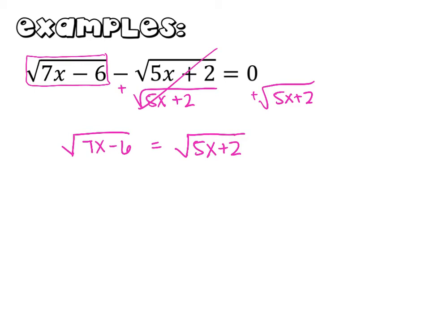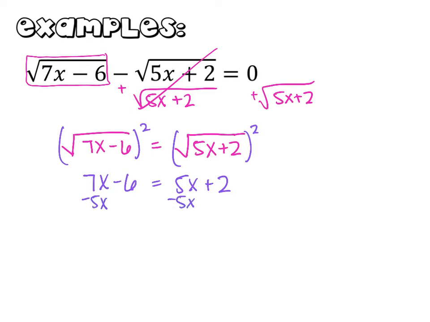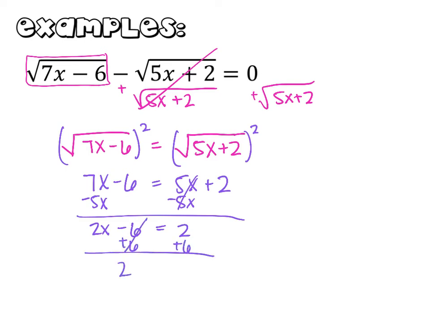So to undo my square root, I need to square both sides. Move the x's to the same side. Add 6. And finally, divide both sides by 2. And I get x equals 4.